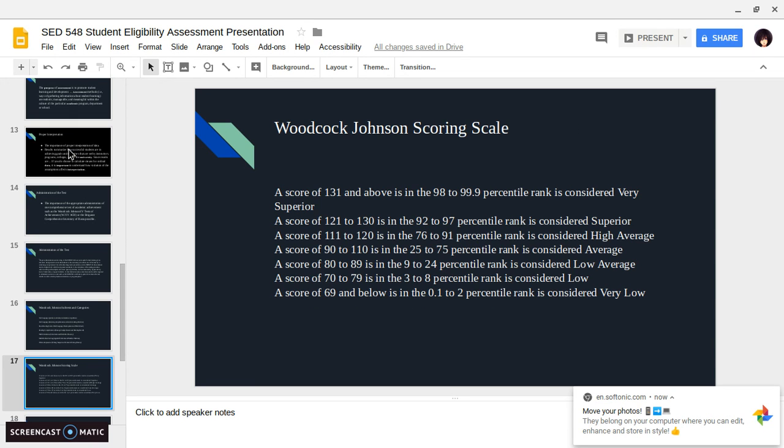Woodcock-Johnson scoring scale. I like it because it's deviational. You can give yourself what is the average second to third grader, even if the student is 15, depending on what test you're getting. But a score of 131 and above is considered very superior, down to a score of 69 and below.